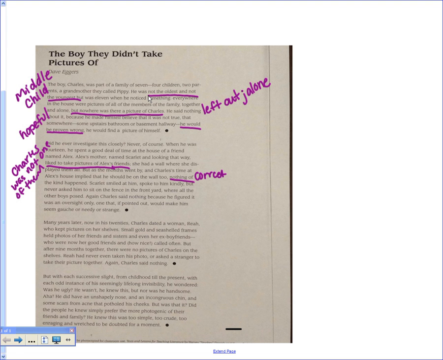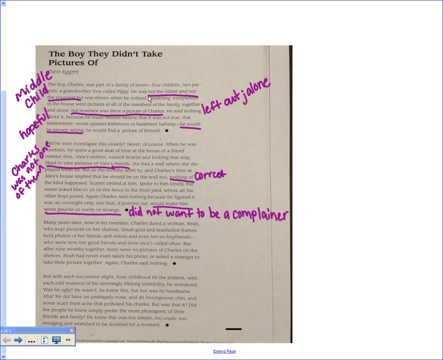Again, Charles said nothing because he figured it was an oversight only, one that, if pointed out, would make him seem gauche or needy or strange. So he did not want to seem that way. I'm going to say that he didn't want to be a complainer. He didn't want people to see him as needy or as kind of a whiner.